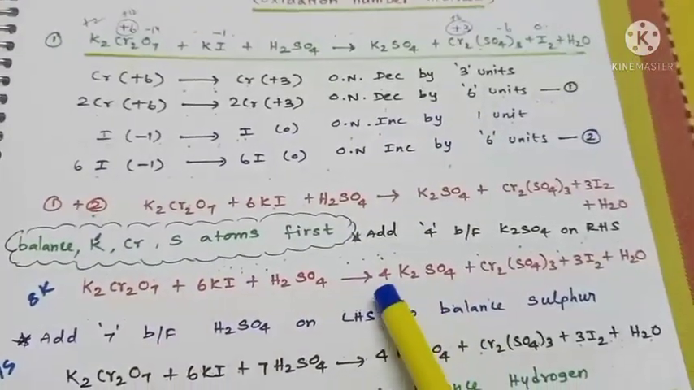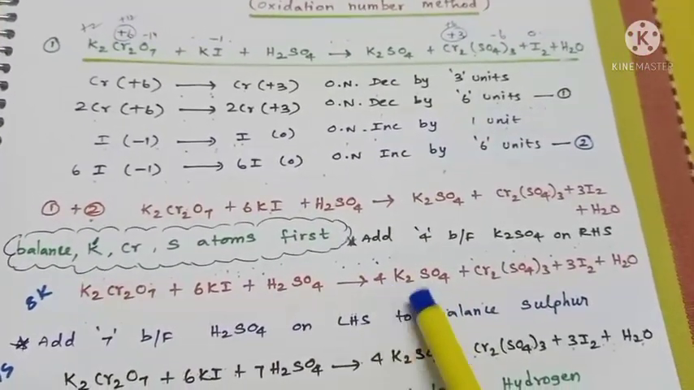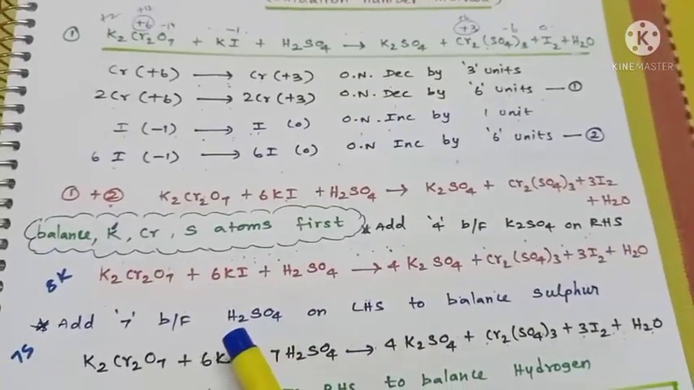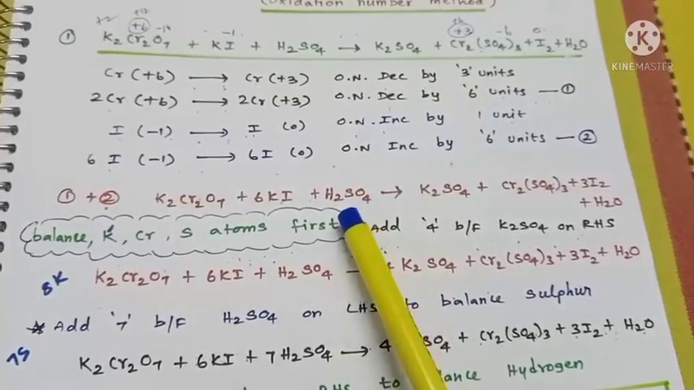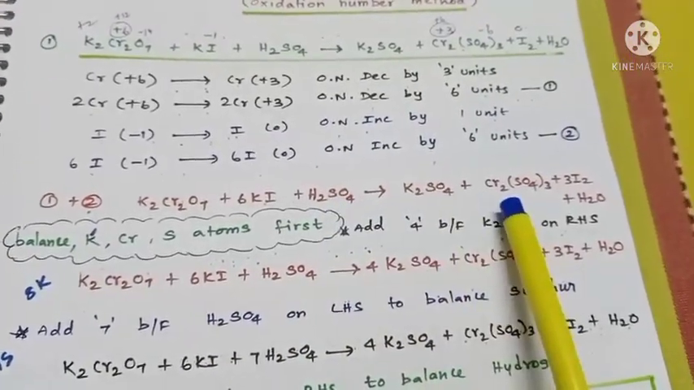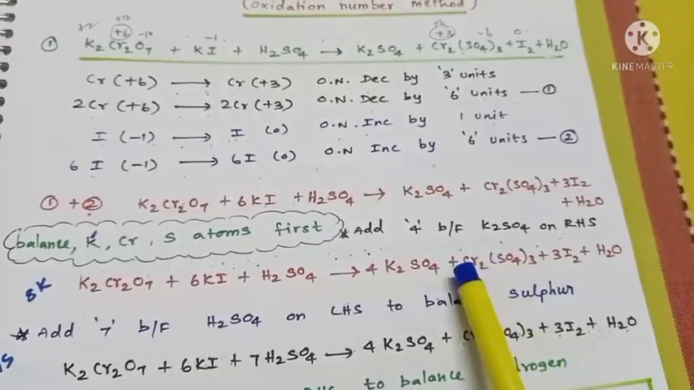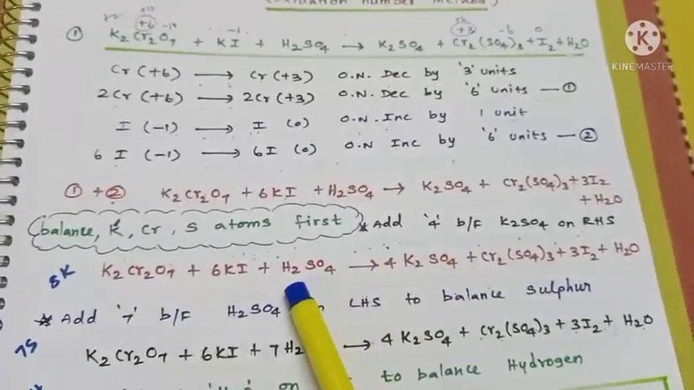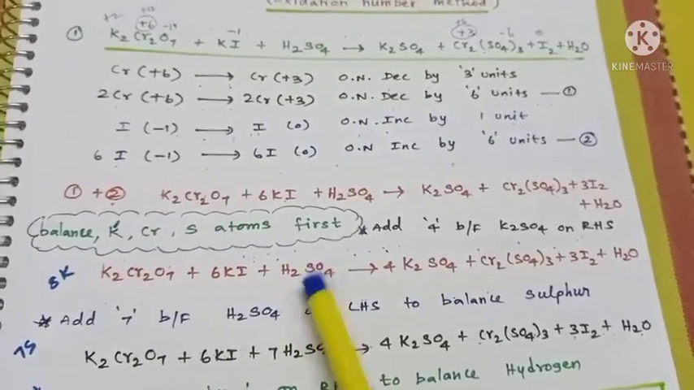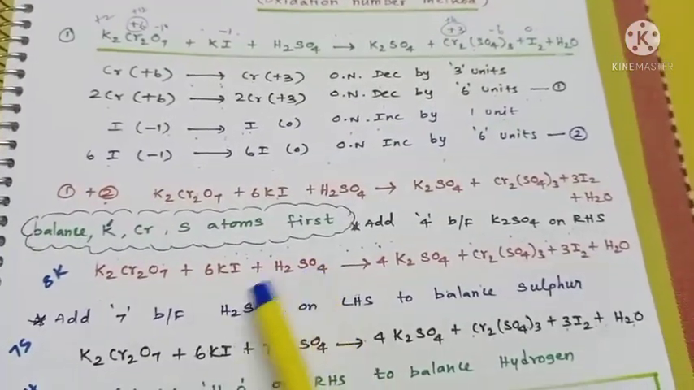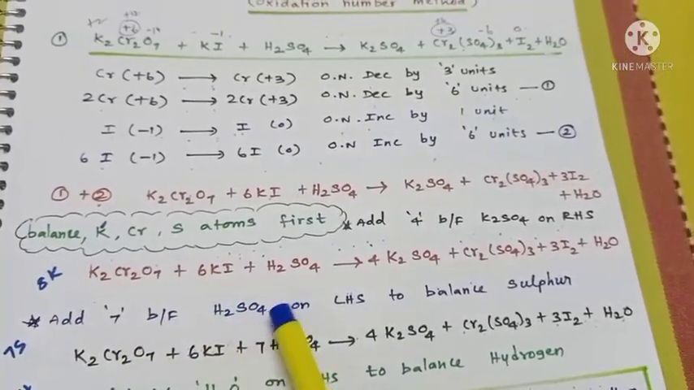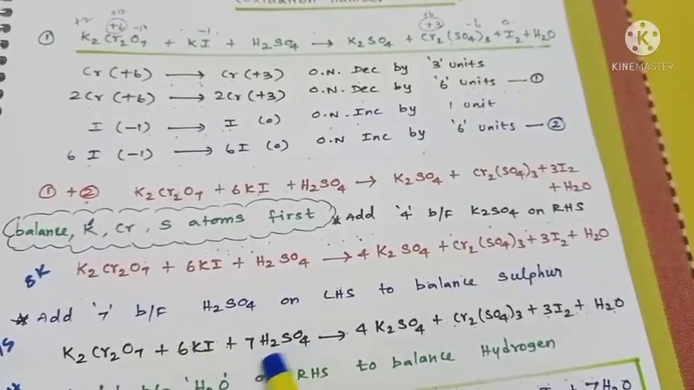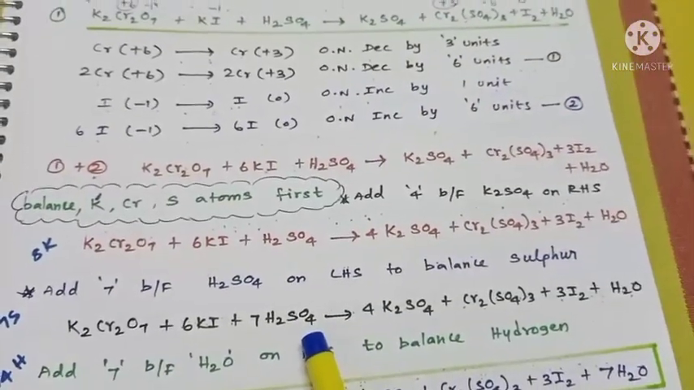Now the equation becomes, right side first term 4K2SO4, remaining as such. Now let us see the sulfur. Left side 1 sulfur, right side 3 here and 4 here, so totally the right side has 7 sulfur atoms, but left side only 1, which is in sulfuric acid. For this we have to make it 7 sulfur, so I am going to add 7 before H2SO4 on the left hand side for balancing sulfur. Now I have introduced 7 before sulfuric acid. Now sulfur is getting balanced.